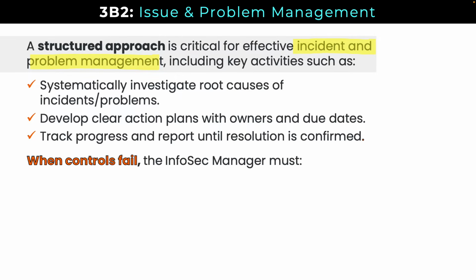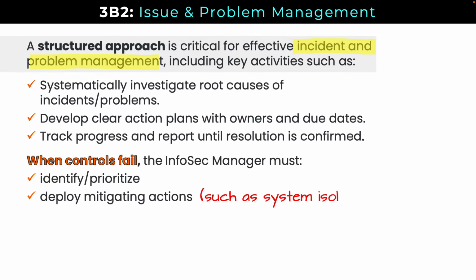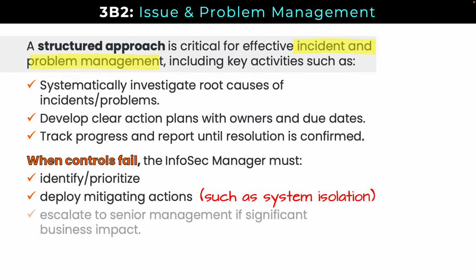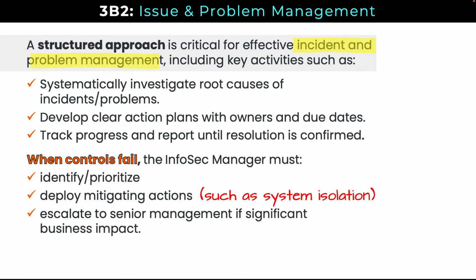And when controls fail, the Information Security Manager will identify and prioritize the failures, deploy mitigating actions, like system isolation, for example, escalate to senior management if there's a significant business impact. We may need to get an opinion from the top and potentially approval for our actions. And the Information Security Manager won't necessarily have hands on all this, but they'll certainly have eyes on all this. There's certainly going to be oversight and serving as that bridge. I really think of an Information Security Manager as an orchestrator that's connecting my technology, security, and business functions.